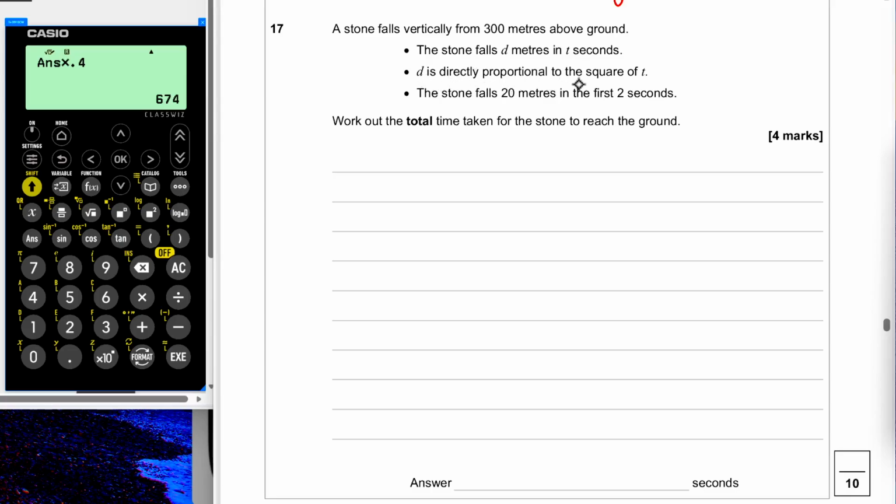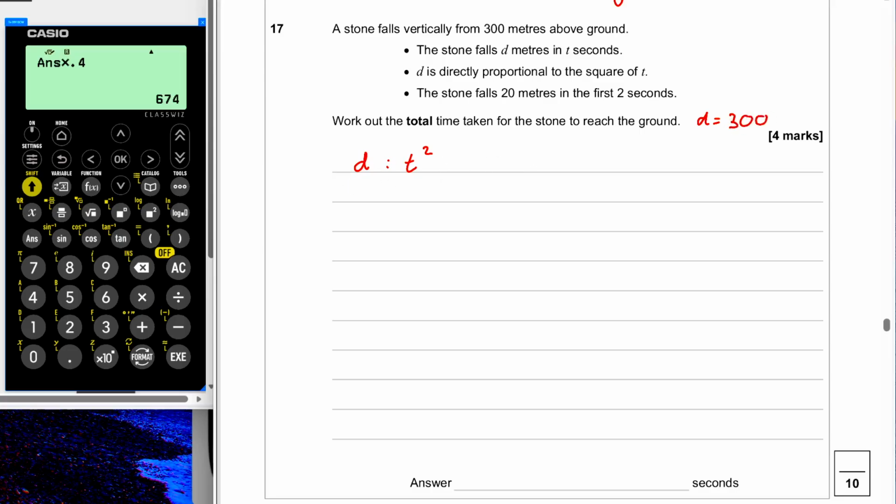So we've got directly proportional to the square of t. So that means if we're looking at the ratio, d to t squared. Now this is a slight red herring. Because the stone falls 20 meters in the first 2 seconds, find the total time for the stone to reach the ground. So that's actually when d is equal to 300.